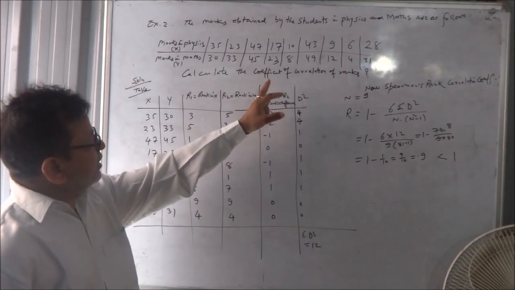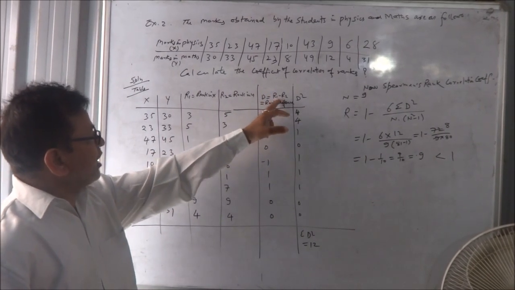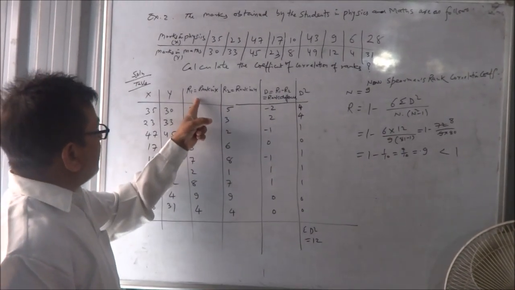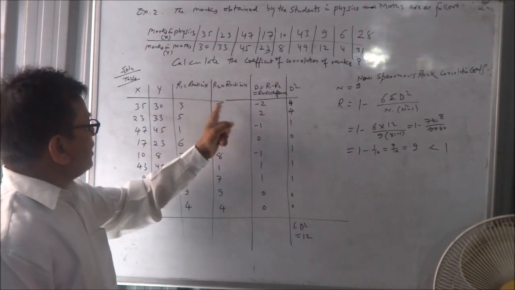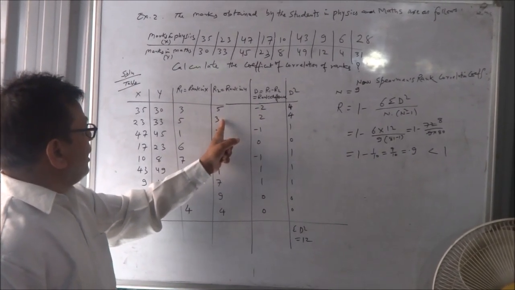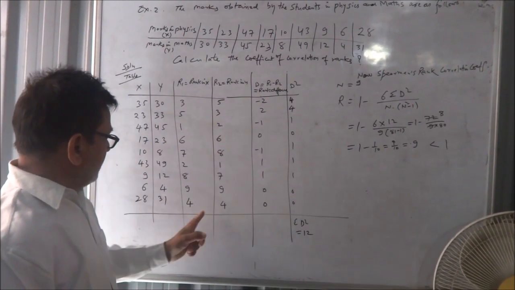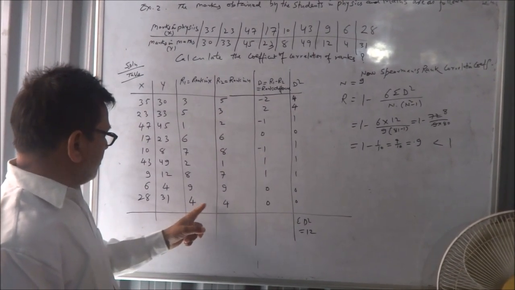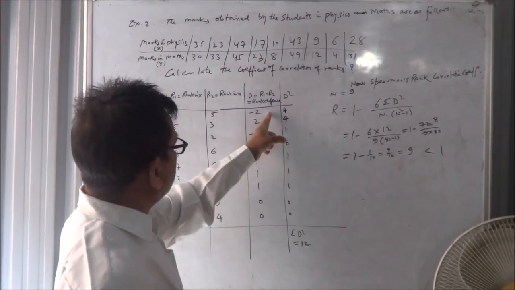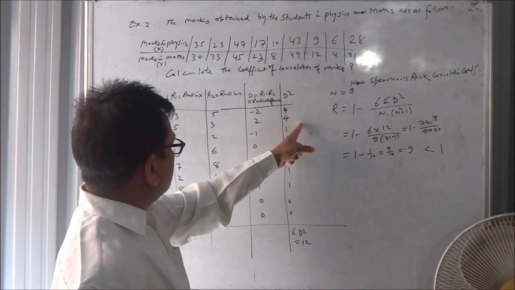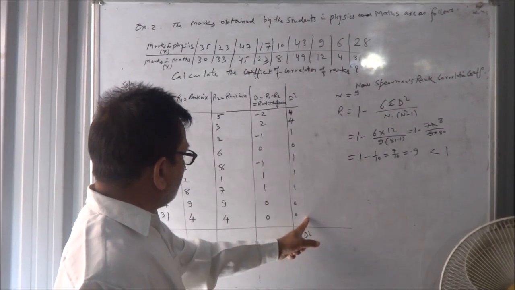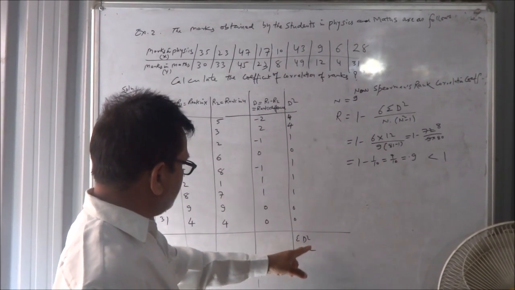And now we calculate this D. D is the rank difference, R1 minus R2, the rank difference between the variables X and Y. So this is R1, this is R2, so D is R1 minus R2: 3 minus 5 equals minus 2, 5 minus 3 is equal to 2. Similarly, 4 minus 4 equals 0. Then we form the column for D square: minus 2 whole square is 4, 2 whole square is 4, minus 1 is 1, and similarly calculating all D square values, their total summation D square is 12.